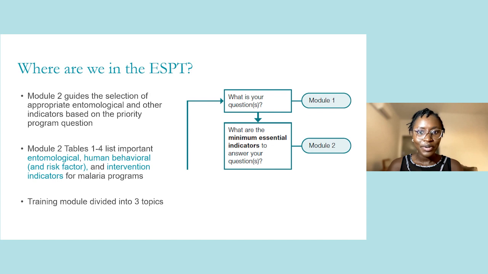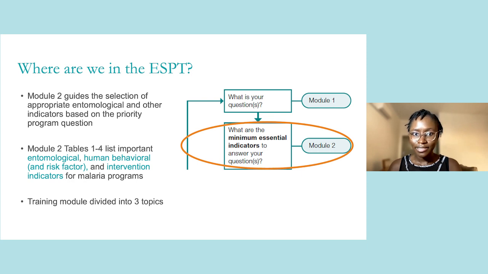After identifying your priority program question in Module 1, we have now arrived at Module 2. Module 2 guides you through the selection of appropriate entomological and other indicators based on your program question. It is critical that programs select the appropriate indicators to answer their identified program question. Sometimes a lot of entomological data is collected but not actually used. So we want to select indicators based on the actual questions we want to answer.